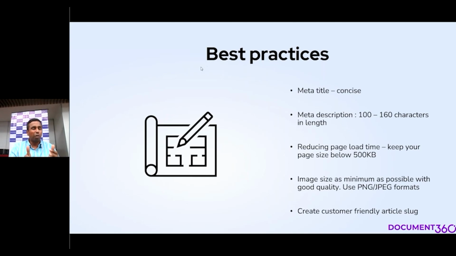Again, if you put a lot of images and videos and things like that, obviously your page size is a little bit more. The leaner you keep it, obviously the page loads quicker. Keep the image size as minimum as possible, as long as it serves good quality. Again, use PNG and JPEG formats. Ensure you write the article slug in a more customer-centric and human-readable way.